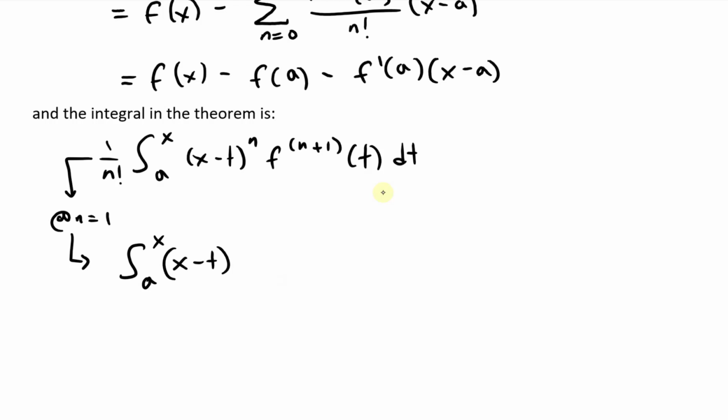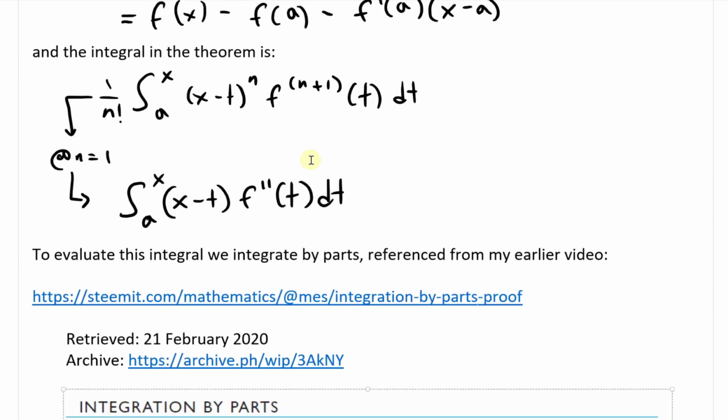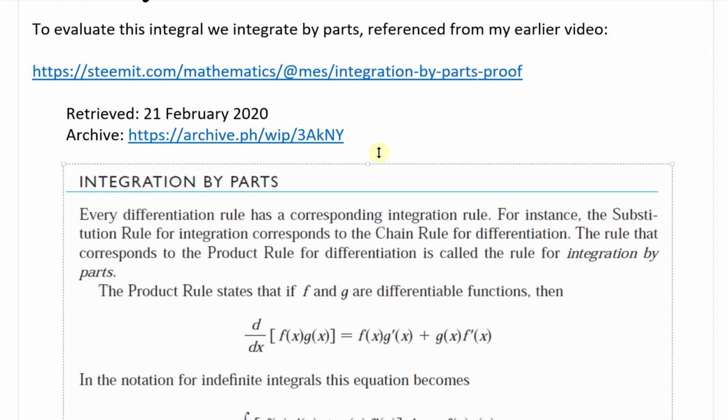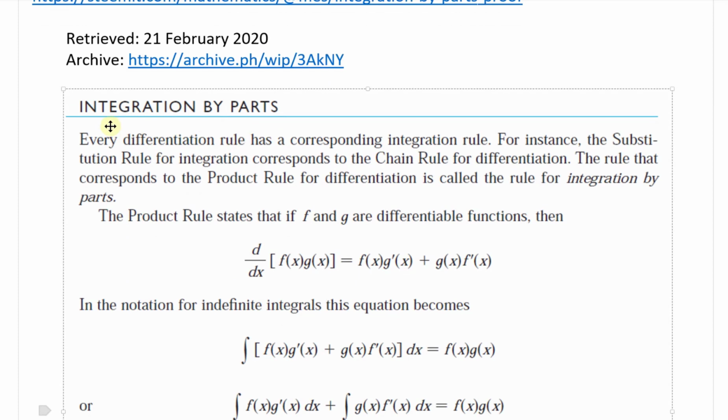And this one here is going to be the first derivative. I mean, it's the second derivative. When you plug in n equals 1, that's going to be the second derivative, f double prime of t dt, like that. And now to evaluate this integral, we can integrate by parts. As a reference from my earlier video below, I haven't done integration by parts in a while. But anyways, let's reference this over here to get a recap.